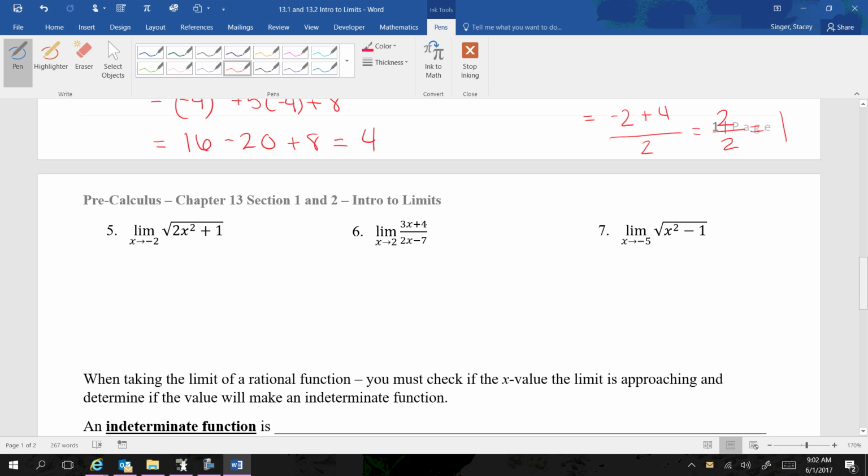Five, 6, and 7 are the same idea. You just have an extra step. You have a square root, a more complex fraction, and then another square root. So if I were to plug those in, I would get square root of 2 times negative 2 squared plus 1, which would give me 2 times 4 plus 1, which gives me what? Square root of 9, which gives me 3.